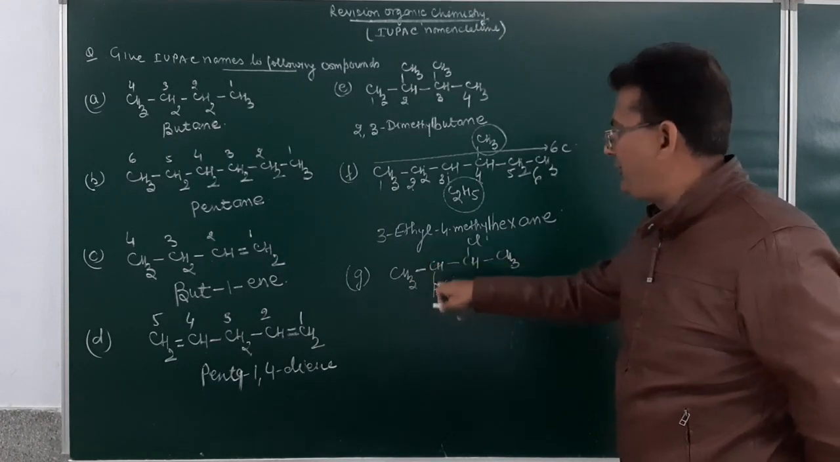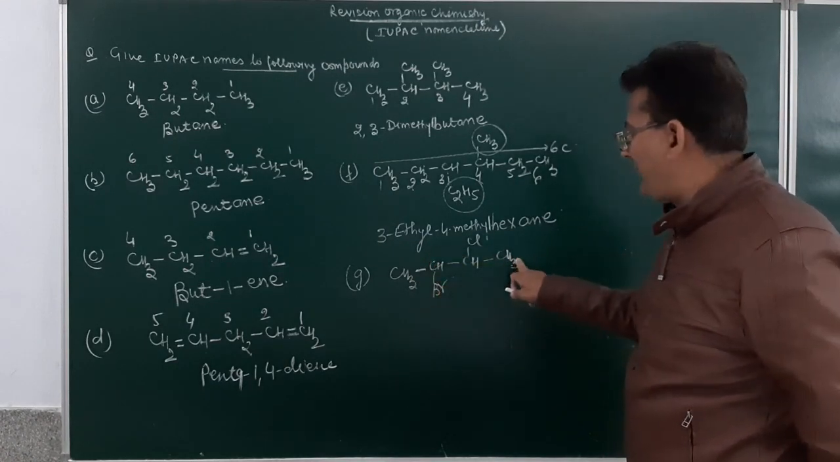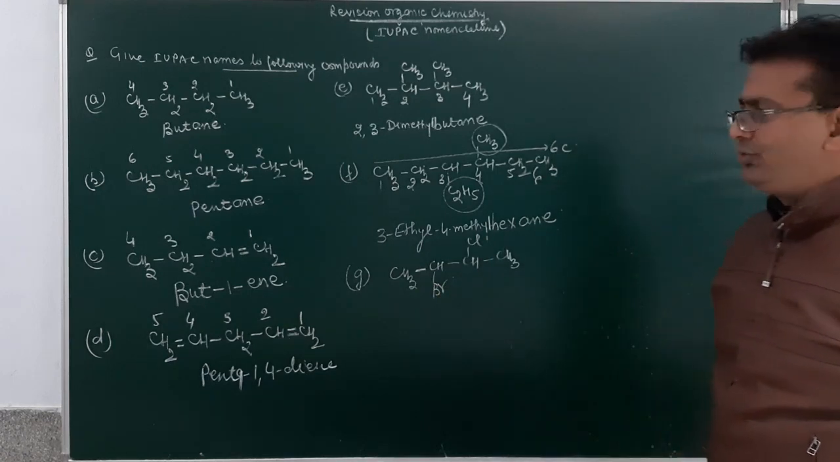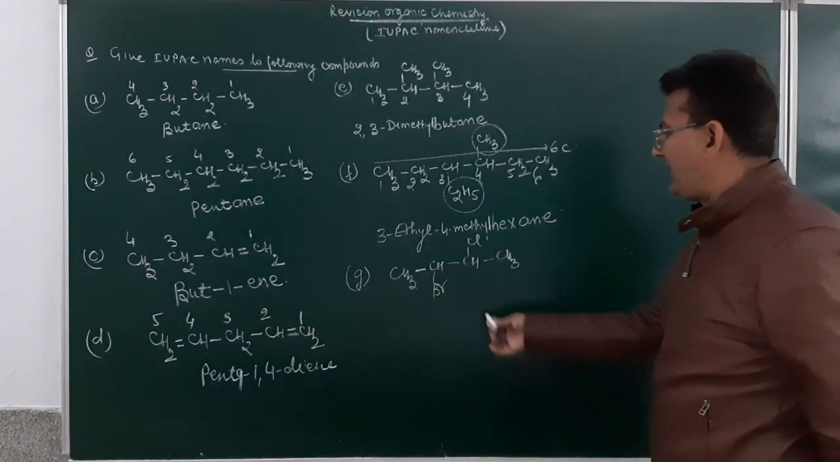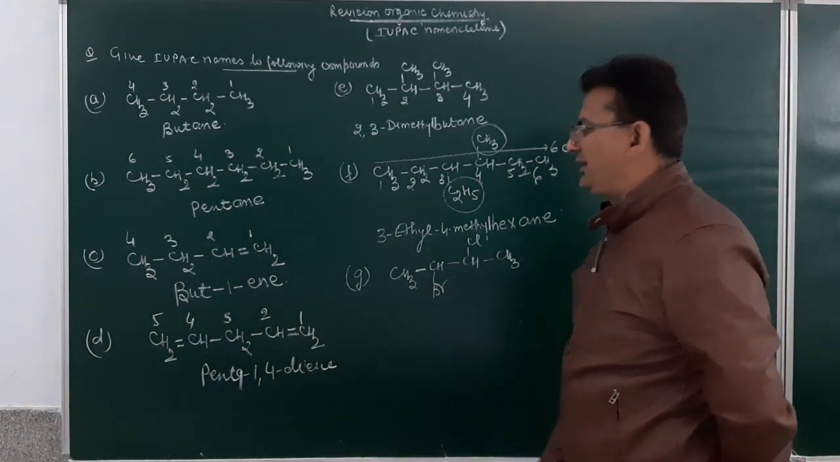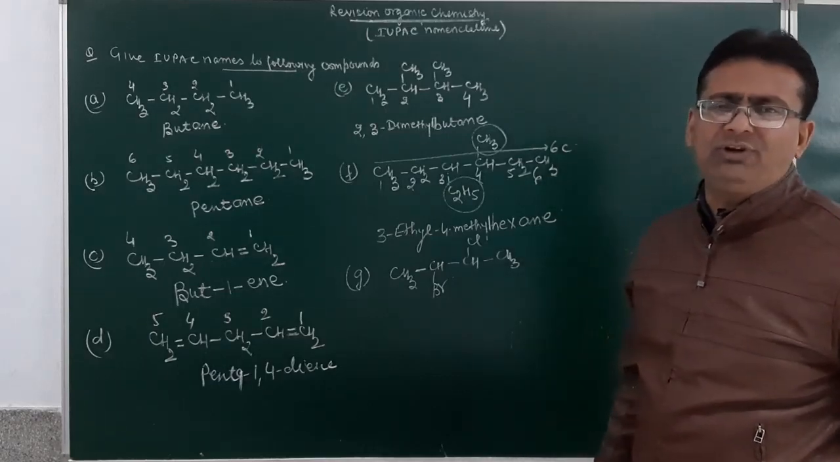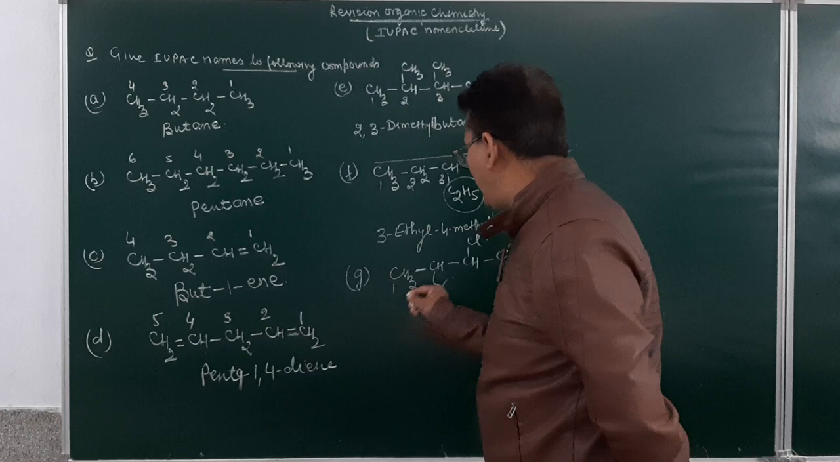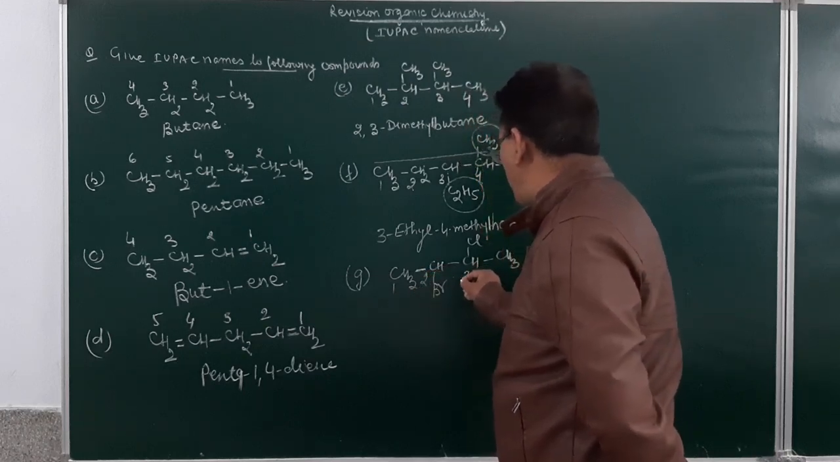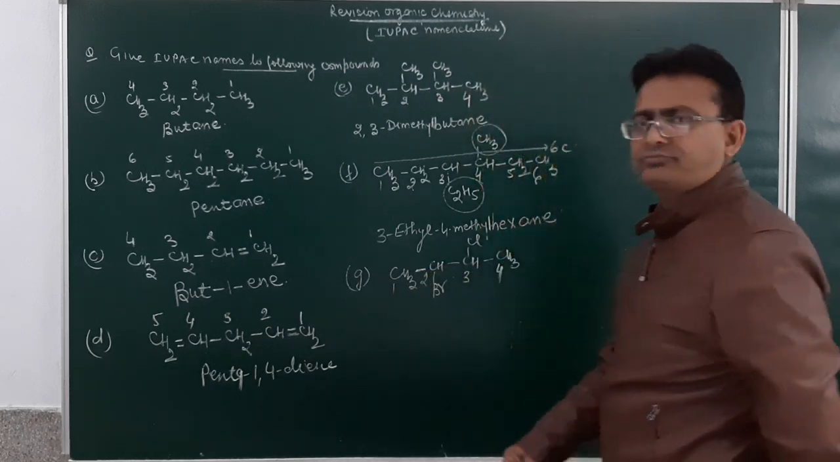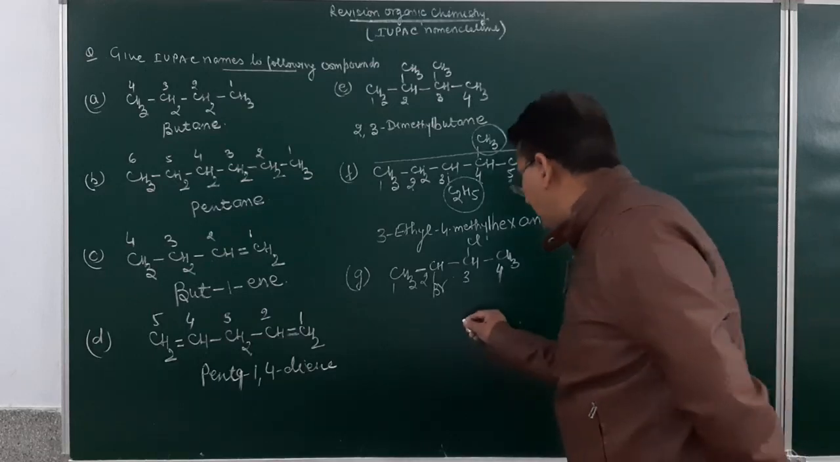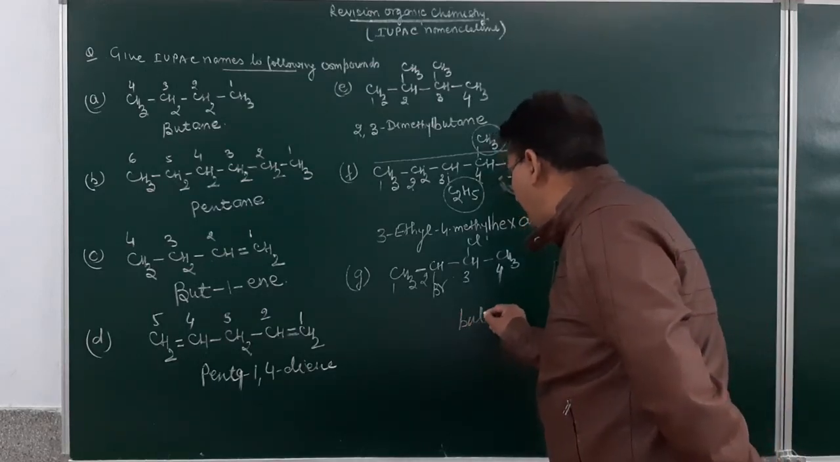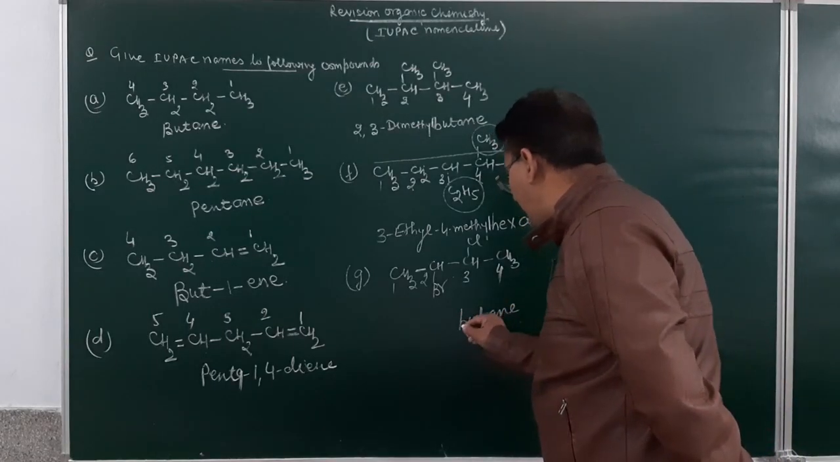If I number from here, bromine is getting number 2. If I number from here, chlorine is getting number 2. So in that case, if they are of the same seniority, numbering must be done in such a manner that the substituent which comes alphabetically first gets the lower number. This will be 1, 2, 3 and 4. For 4 carbon atoms, what shall be the root word? It will be but and then ane.